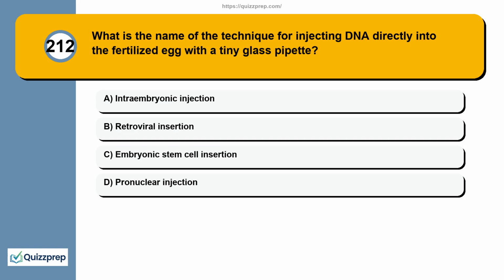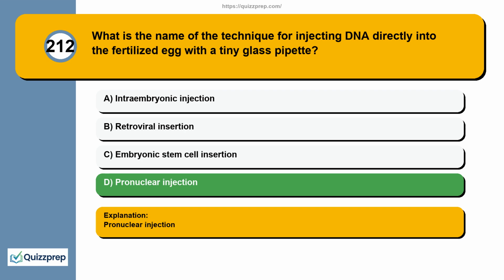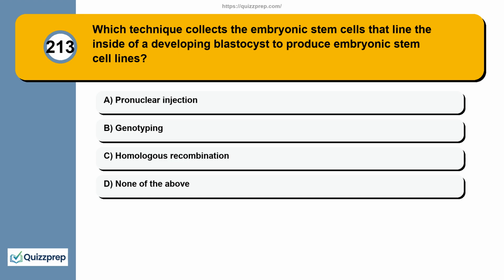Question 212. What is the name of the technique for injecting DNA directly into the fertilized egg with a tiny glass pipette? Option A. Intraembryonic injection. Option B. Retroviral insertion. Option C. Embryonic stem cell insertion. Option D. Pronuclear injection. The correct answer is option D. Pronuclear injection. Question 213.